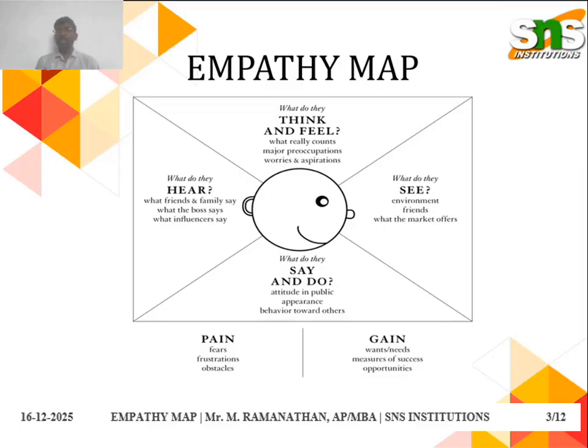The 4 quadrants are about what you feel, because at one point of time we will be a customer or consumer of a particular product. For example, I am having a mobile in my hand, so I am a customer or consumer of this mobile. I will have certain perceptions, things I can convey through observation or experience.